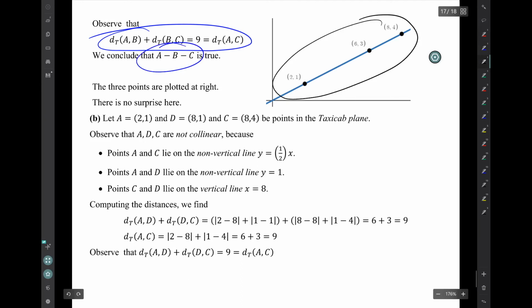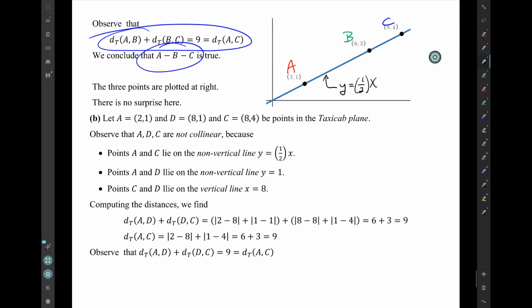I should add coordinates to this, and I should label this line. So there's no surprise here. Now in part B, let A be again the point 2, 1, and let C be again the point 8, 4, but let D be the point 8, 1.